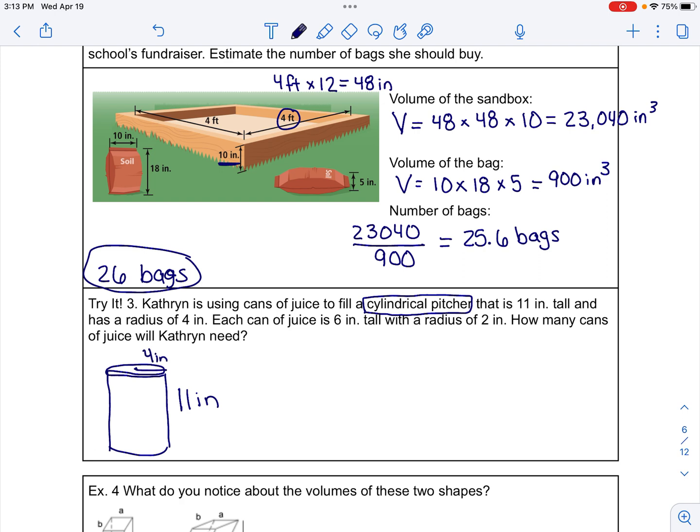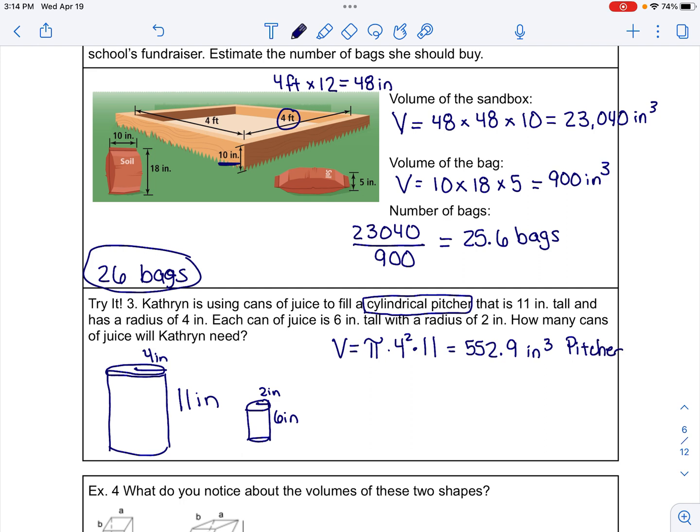We're going to fill that up with juice from cans that are only 6 inches tall with a radius of 2. All right, how many cans will it take? So we're filling something up. We want to use the volume formula. The big one would be pi times 4 squared times 11. So this is the volume of the big pitcher. That comes out to 552.9 inches cubed. So that's our pitcher.